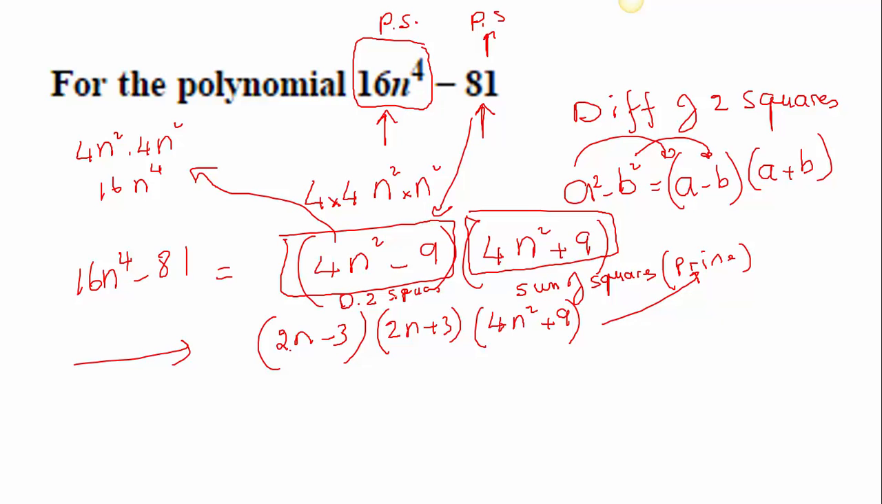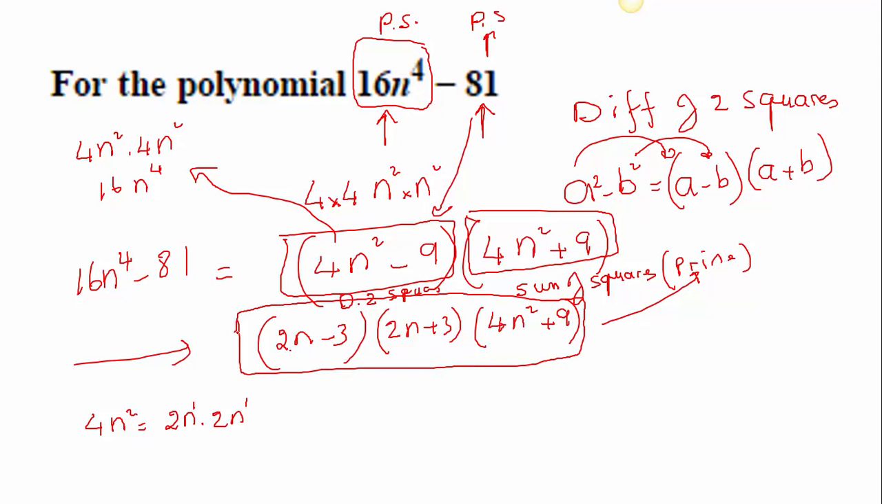Okay? So this one we were able to factor it because difference of 2 squares is going to go 2n minus 3, 2n plus 3. Always we do the square root of the first minus the square root of the second times the square root of the first plus the square root of the second. Remember that 4n squared is equal to 2n times 2n. Why is that? Because 2 times 2 is 4, and n times n, we add the exponents, will bring me n squared. And therefore this is the final answer. We cannot factor anymore.